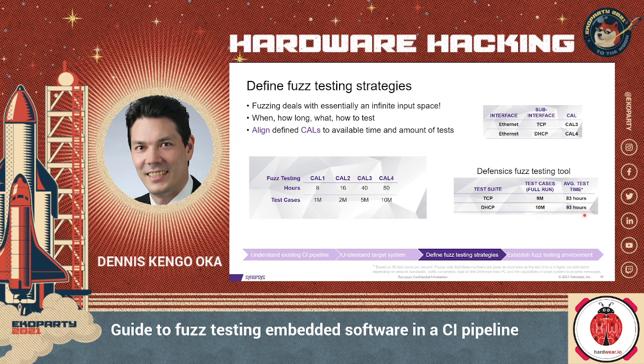Looking at the CAL at the top here, we see that for DHCP CAL 4, we pretty much do a full test run: 10 million test cases or 90 hours. Here it's 80 hours and 10 million test cases. And for TCP, we have CAL 3, which means we should do 40 hours or 5 million test cases, which is about half of what the full test run is. So that helps us define the strategies and how much testing should be done for the different interfaces.